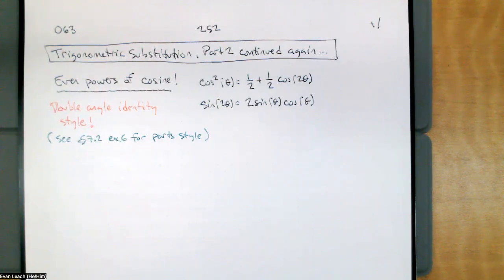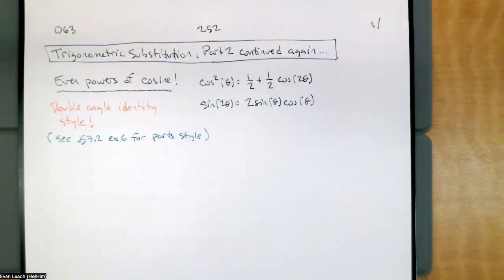Today we're going to continue on with phase 2 of trigonometric substitution, integrating the theta integral. The theta integral will come in two varieties that we have to deal with: the odd powers of secant and the even powers of cosine. We're going to use the strategy of double angle identities to do our even powers of cosine. You can see parts in play if you go into section 7.2, example 6.